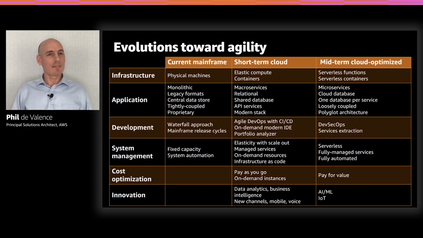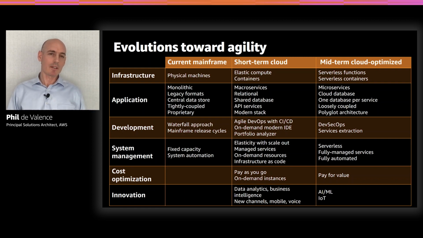We looked previously at the evolution from services and data perspective. This evolution is not just a migration, but it's actually a modernization on many dimensions. You can see this table highlights some of the technical changes that happen in different areas, such as infrastructure, application, development, system management, cost optimization, and innovation. And it shows the changes when moving from the mainframe to the cloud in the short term, and then changes when optimizing on the cloud.